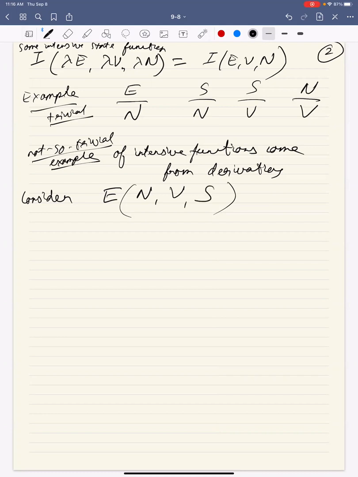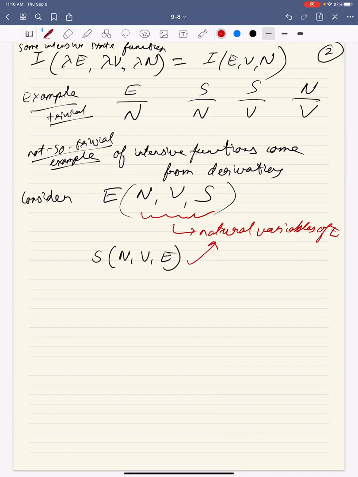Yes. E of N, V, S. This reminds me, I did not introduce this term to you. These are known as the natural variables of E. What are the natural variables for entropy? I will get to that in a moment. Natural variables are variables such that when you write a function in terms of them, it's thermodynamically complete. Later, we will see that if you were writing E as a function of N, V, and T, you can do that, but you will be missing thermodynamic information. It is not complete. So we are getting into that territory where we'll start to think about what it means to be thermodynamically complete.